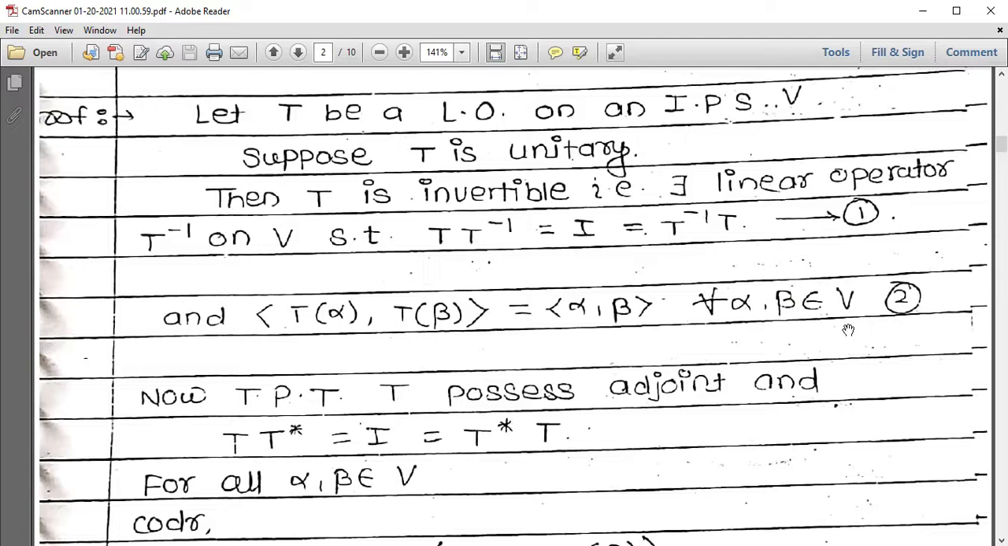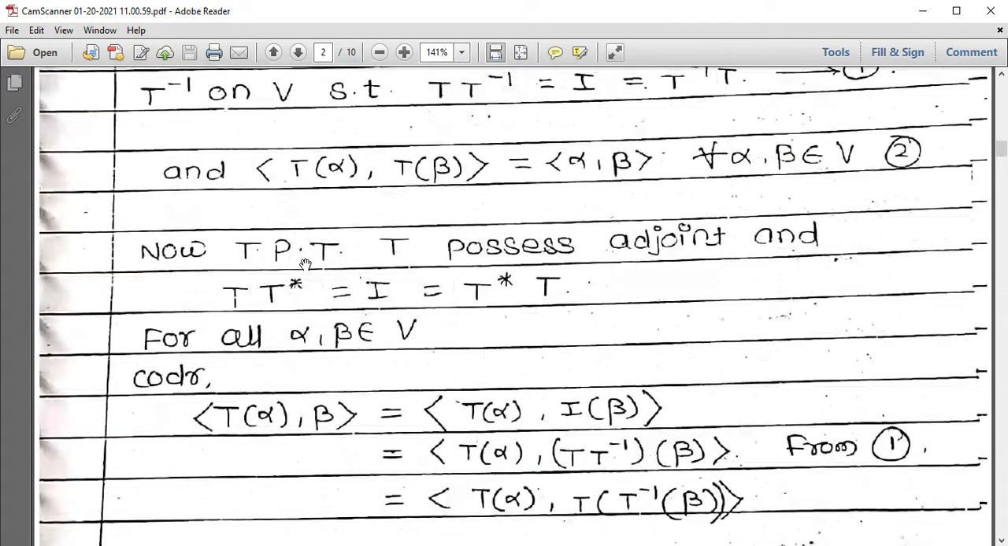So what do we have to prove? We have to prove that T possesses an adjoint, and T into T star is equal to I, which is equal to T star into T.